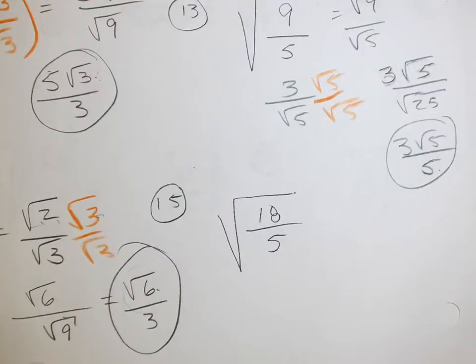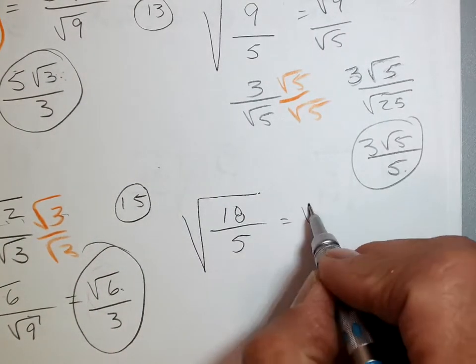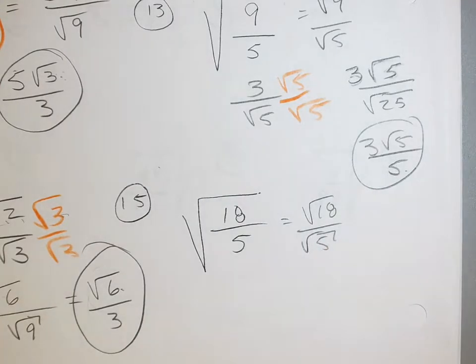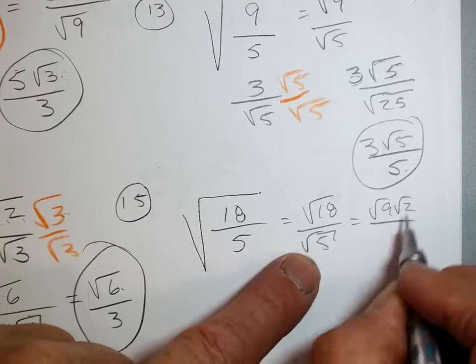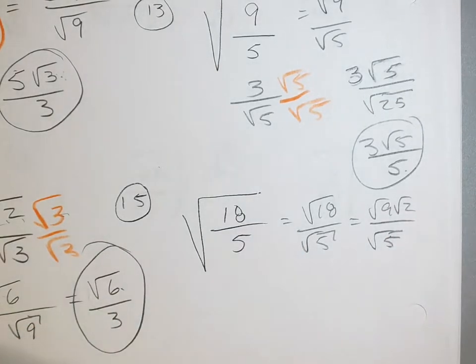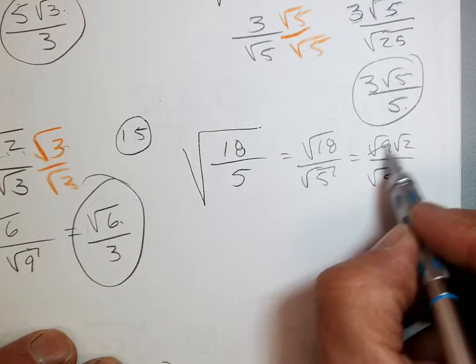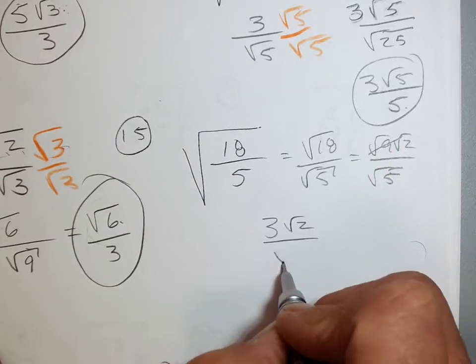Yes. Okay, number 15. Okay, how am I doing? Doing great. You're the best. So, square root of 18 over square root of 5, right? Now, before I do anything, though, I can do something to that 18, can't I? Yes, you can. Okay. Square root of 9 times square root of 2 over square root of 5, right? Okay, so I broke down 18. Square root of 9 is 3. Square root of 2 over the square root of 5.